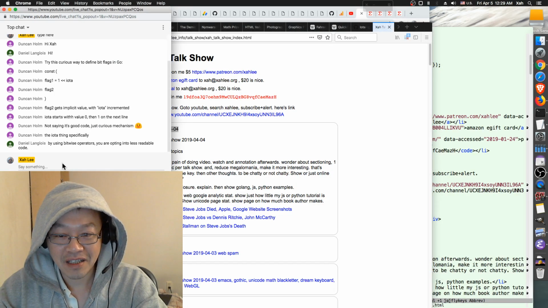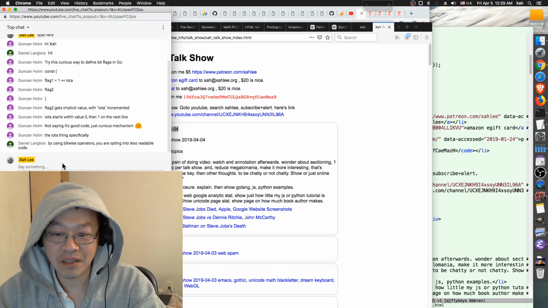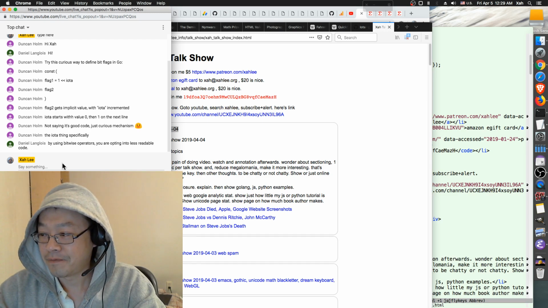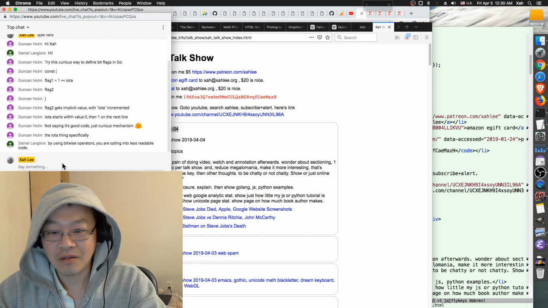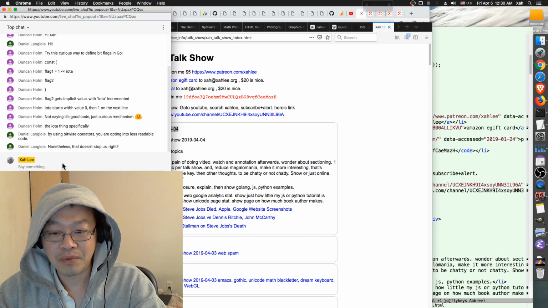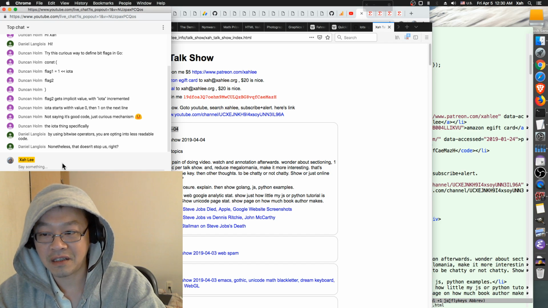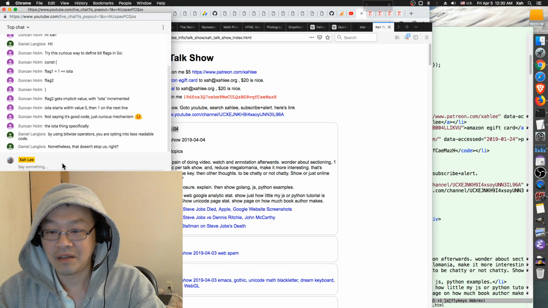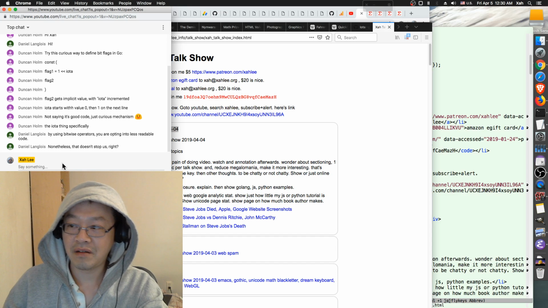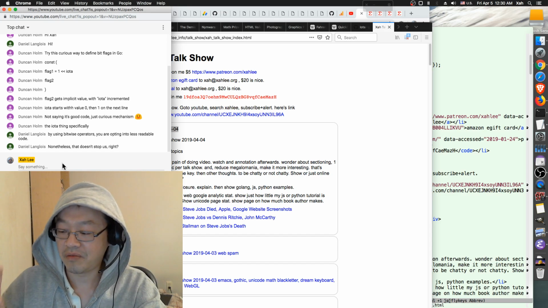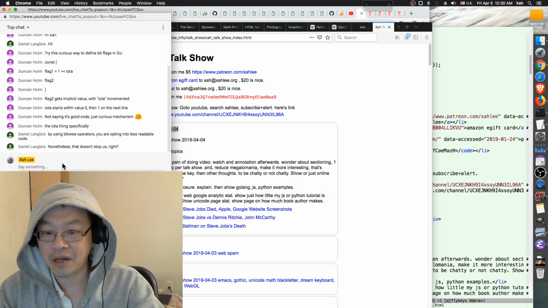So Daniel says by using bitwise operators, you are opting into less readable code. Yeah, exactly. So are any of you C programmers? Because I rant a lot against C, and against any of the low level languages and the design of their stuff. So I was wondering.